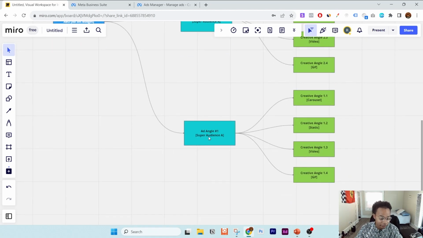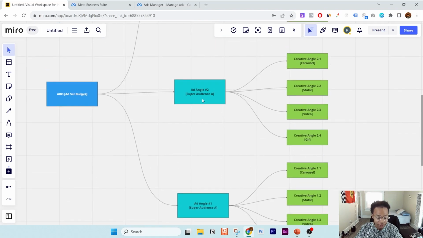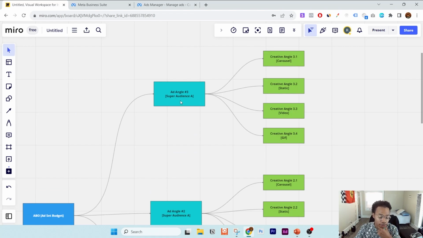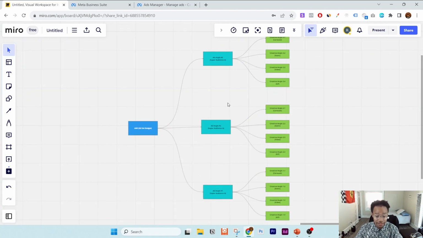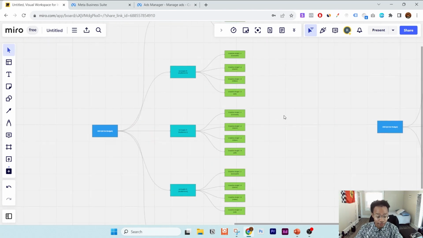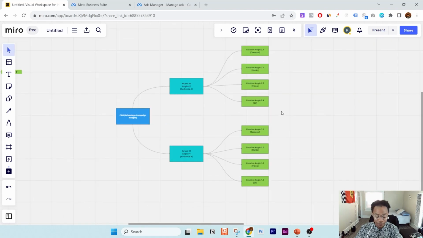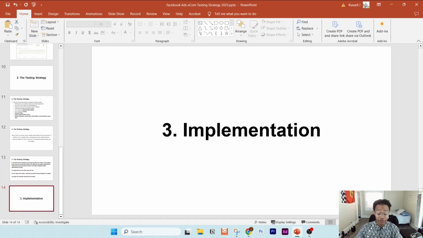So now we can see here we have ad angle number 1, super audience A, and the different creative angles. Now we have over here ad angle number 2, super audience A, the different ad angles for ad angle number 2. Now we have over here ad angle number 3, super audience A, and the different creative angles. So if we take a look, these are the different kinds of testing strategies that we deploy initially for testing our Facebook ads for our e-commerce brands. And now I'm going to show you exactly how to implement all of these strategies.